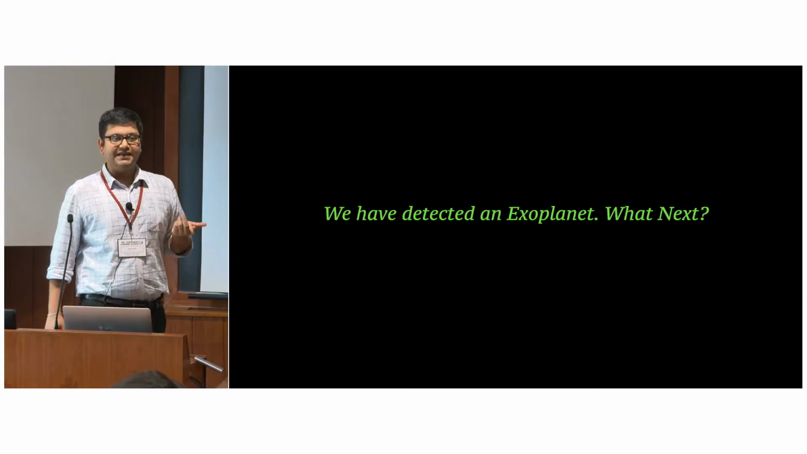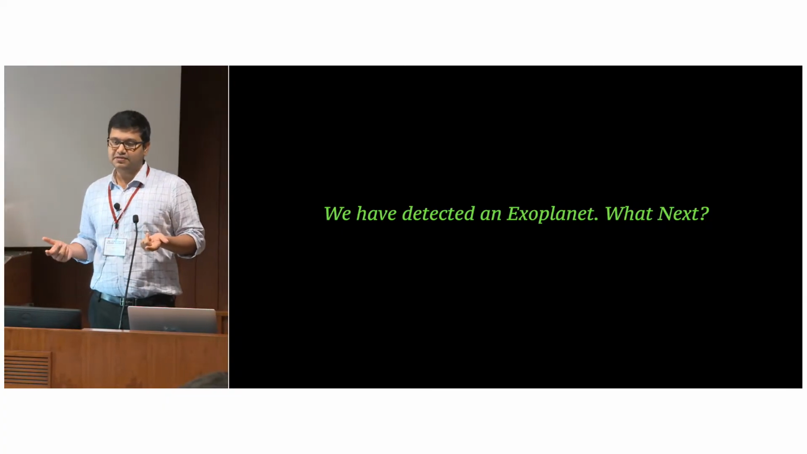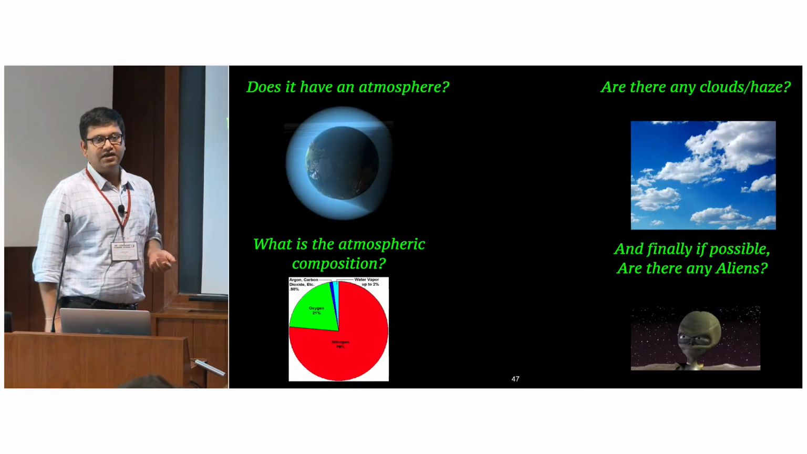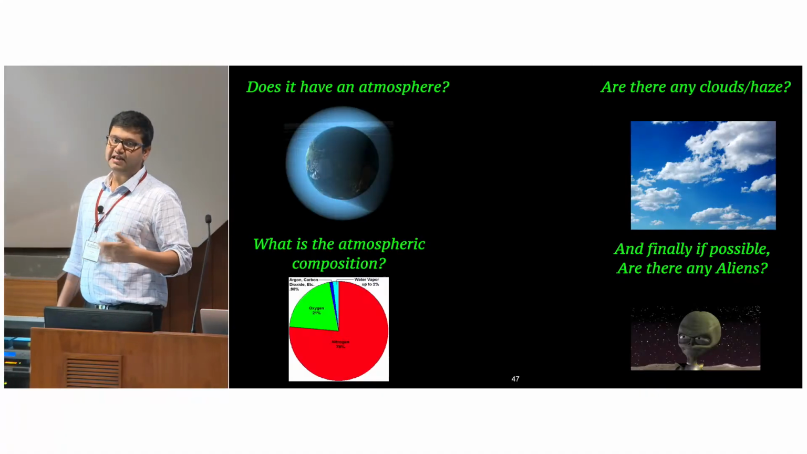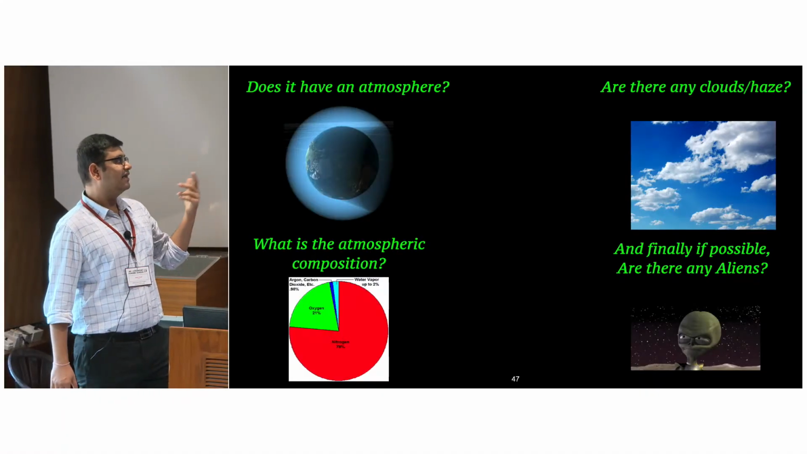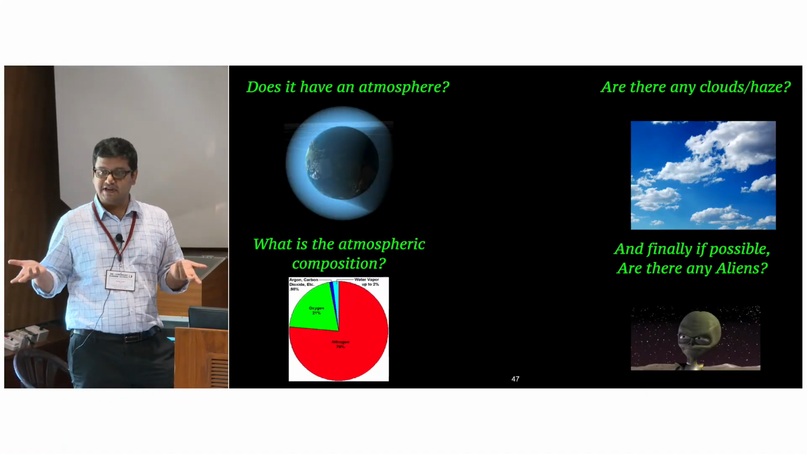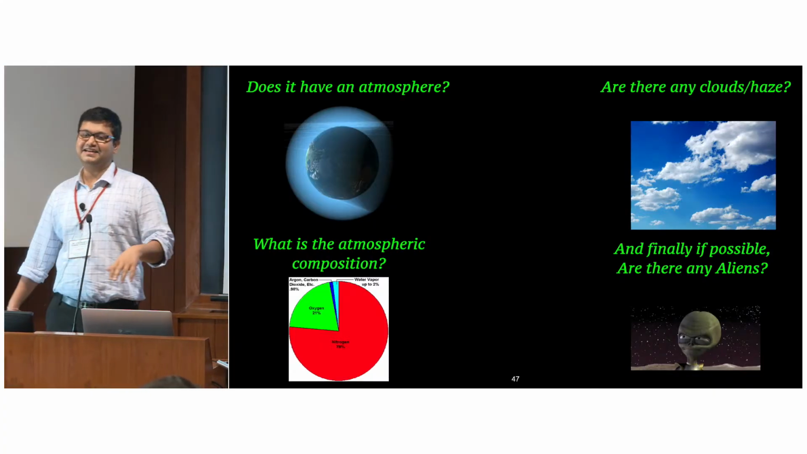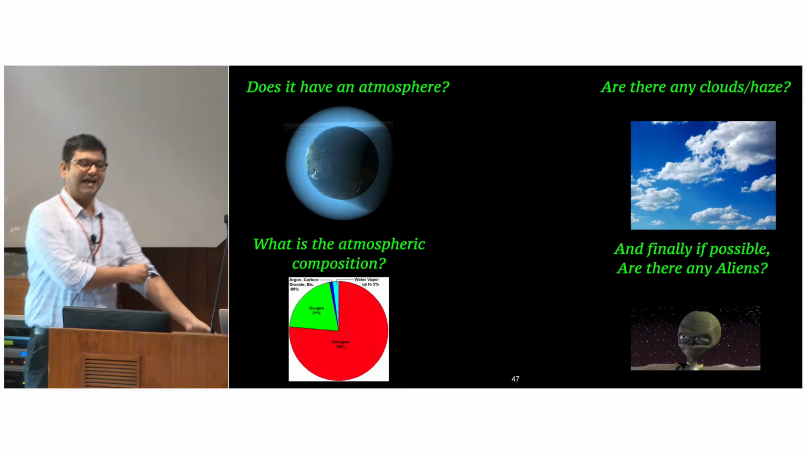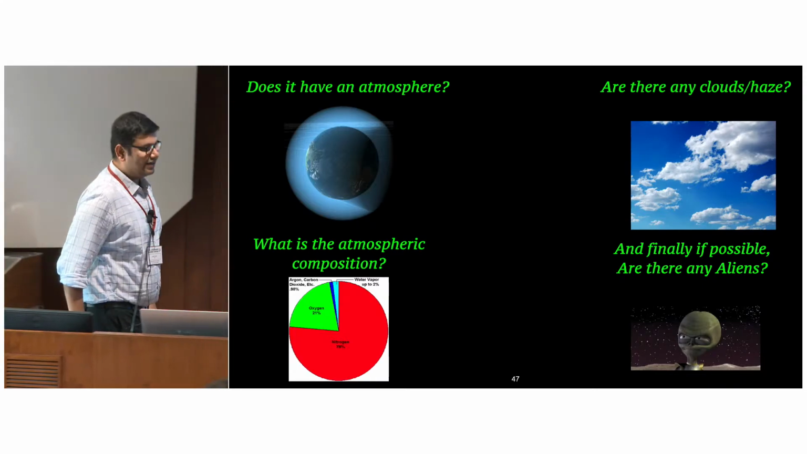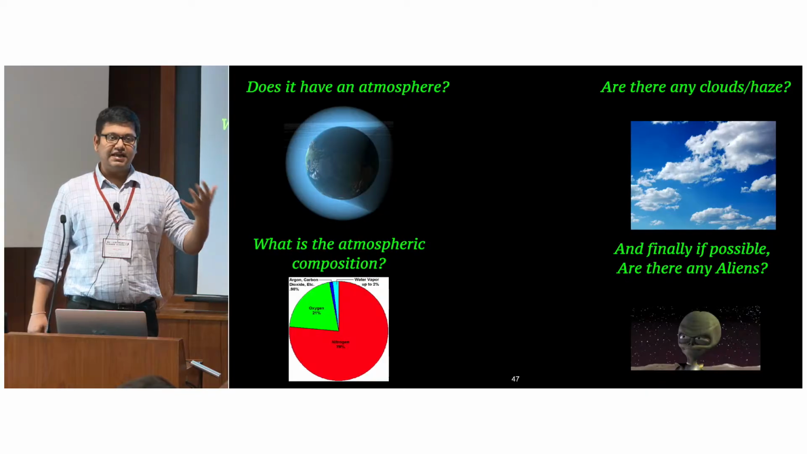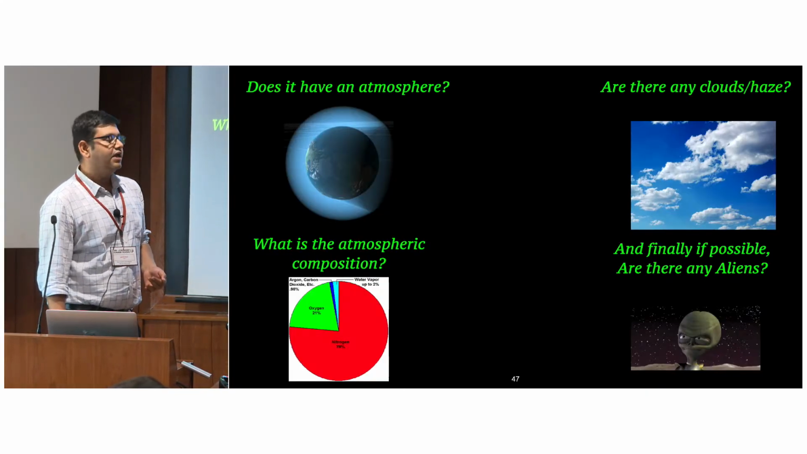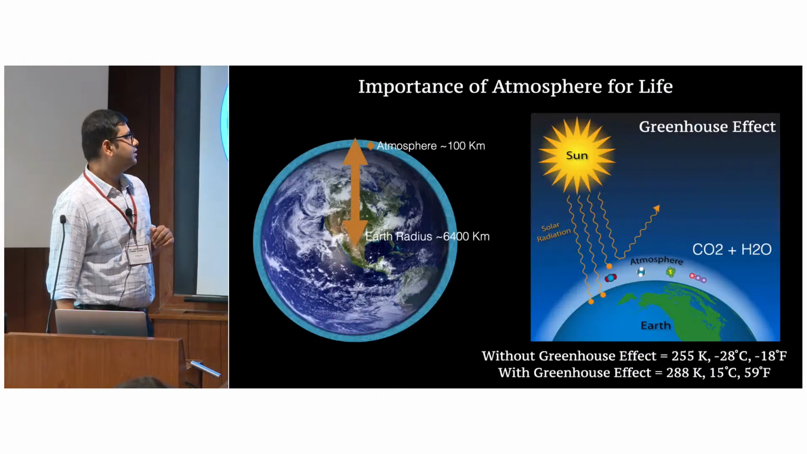Okay, so we have detected an exoplanet. So what do we do next? Does that finish? Is it done? No. That is where the next part begins. Does it have an atmosphere? Are there any clouds or haze? What is the atmospheric composition? And finally, everyone likes to ask, are there any aliens? Everyone wants to know that, okay? So that is where we need to start understanding the details of what's happening in the planet's atmosphere. And that is what I will go into in the further section.